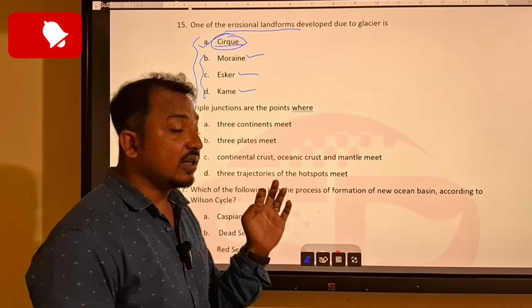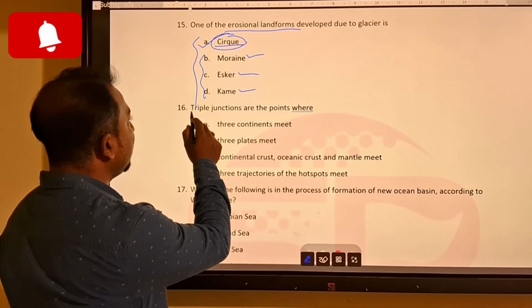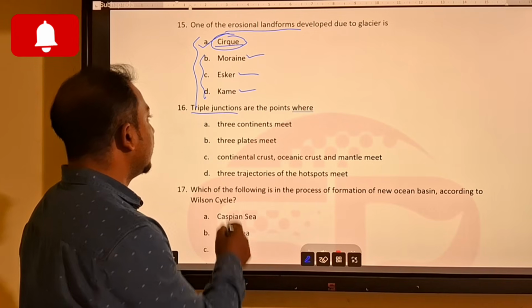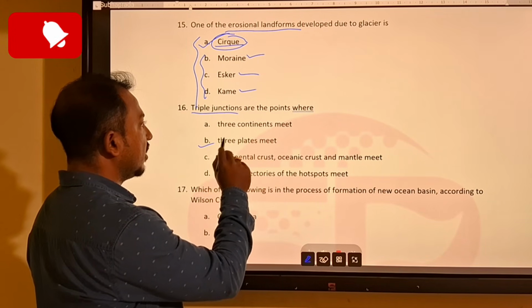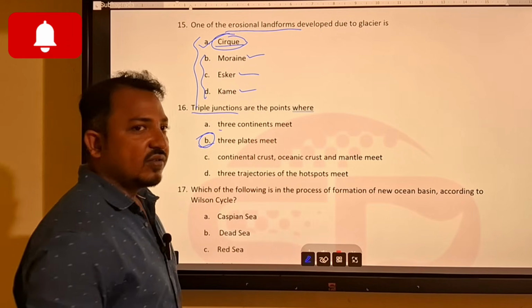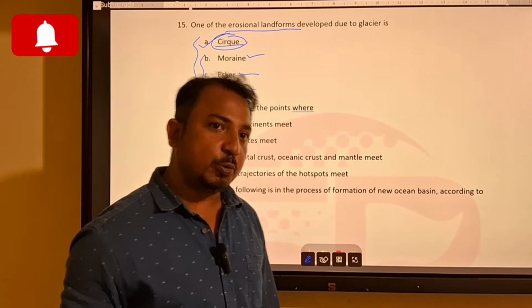Then triple junctions are the points. Triple junction means where three plates or three lithospheric plates will meet. So this answer will be correct. The three plates can be continental plates or oceanic plates.